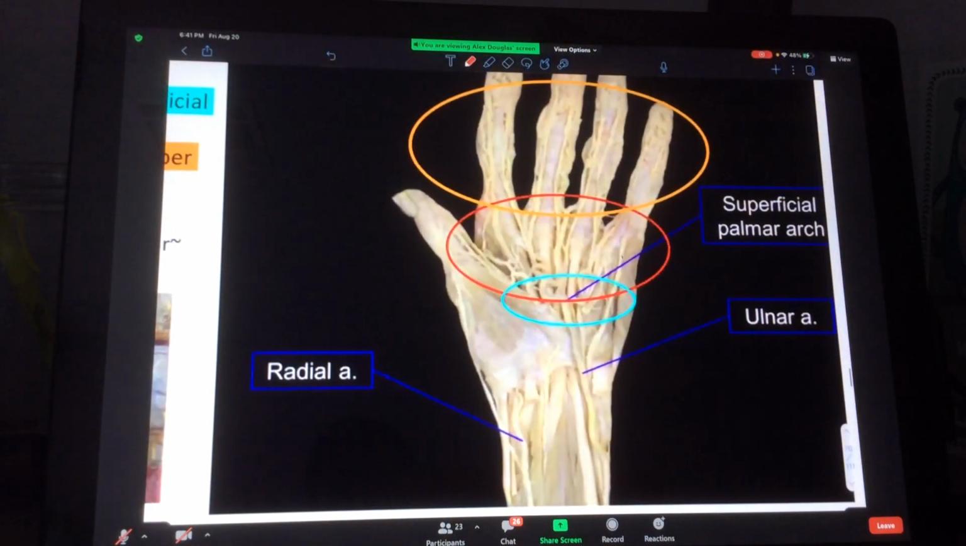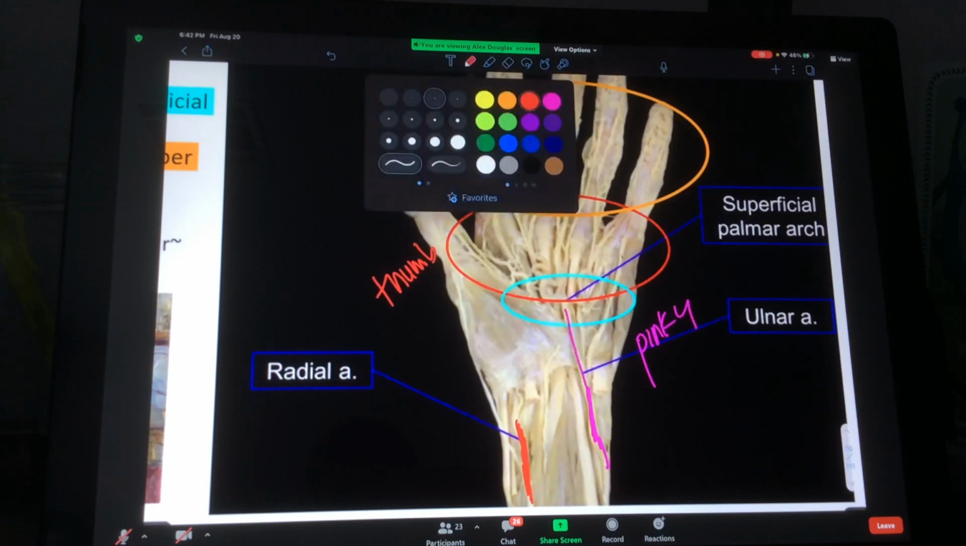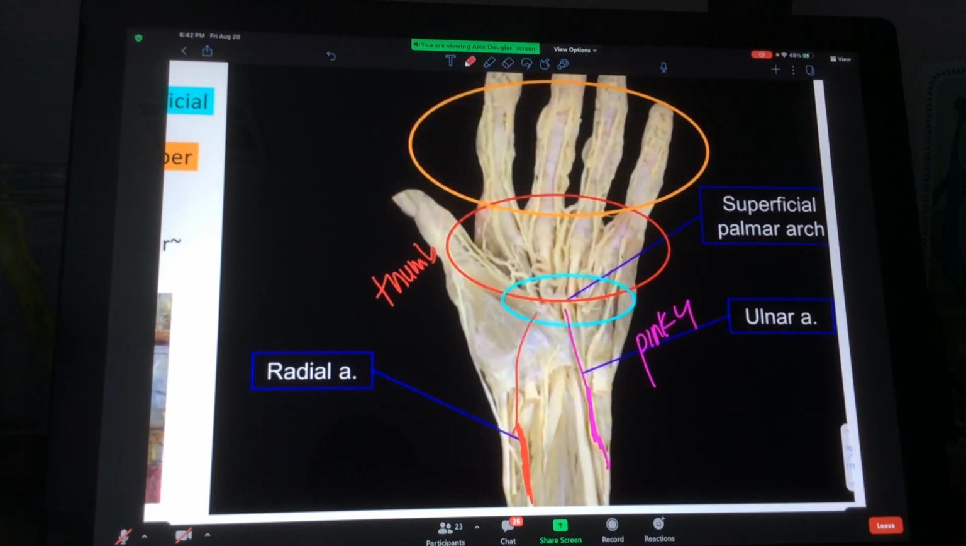So I'm going to zoom into this picture here. I have my thumb right here, so this artery has to be the radial artery. I have my pinky right here, so this artery has to be the ulnar artery. They're going to travel, and when they travel, they're like, oh, let's have a party. They meet up, and they form this arch. This arch is called the superficial palmar arch.